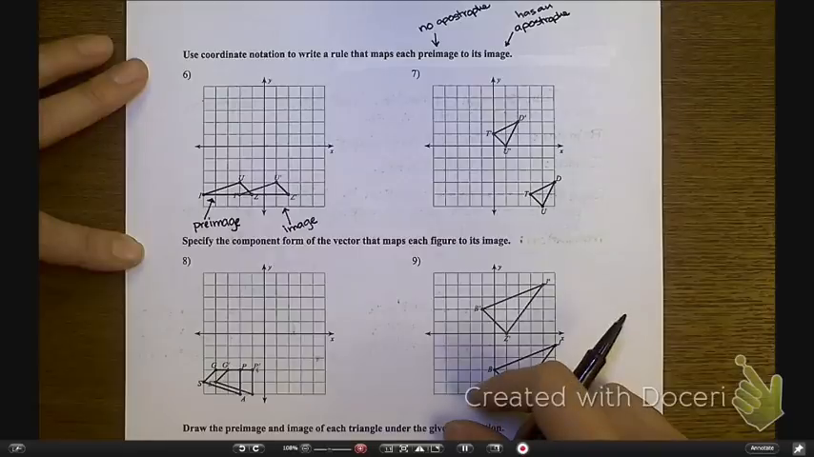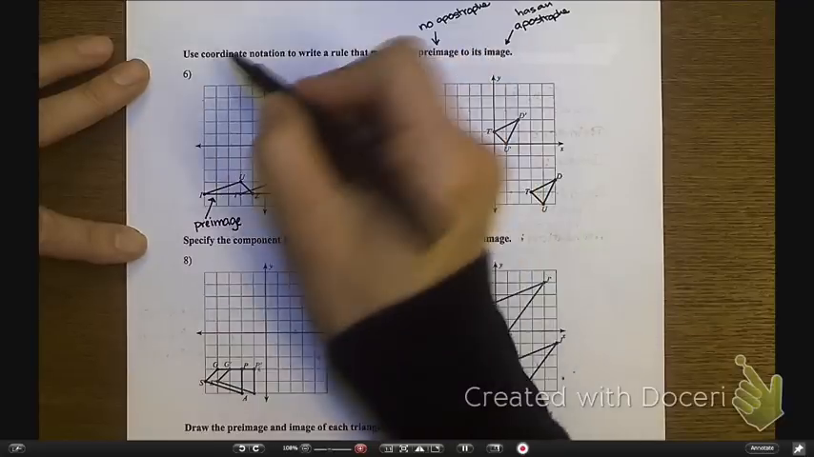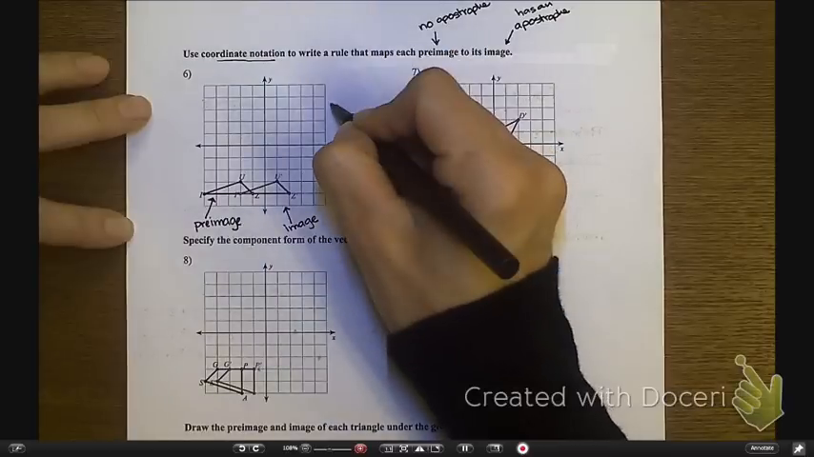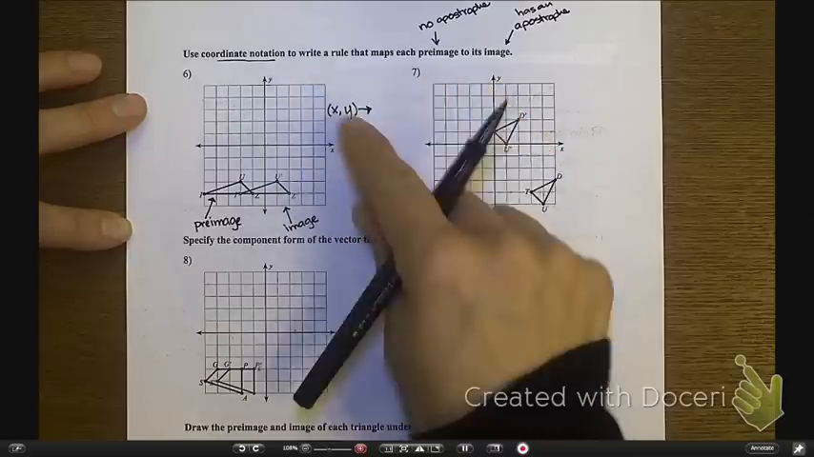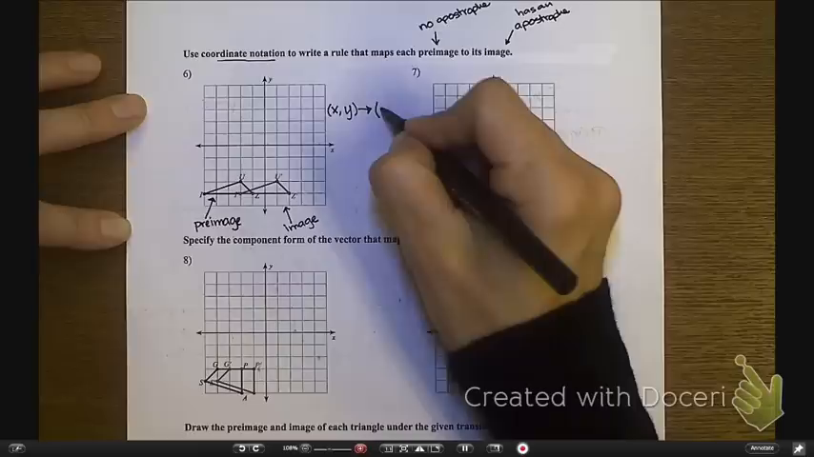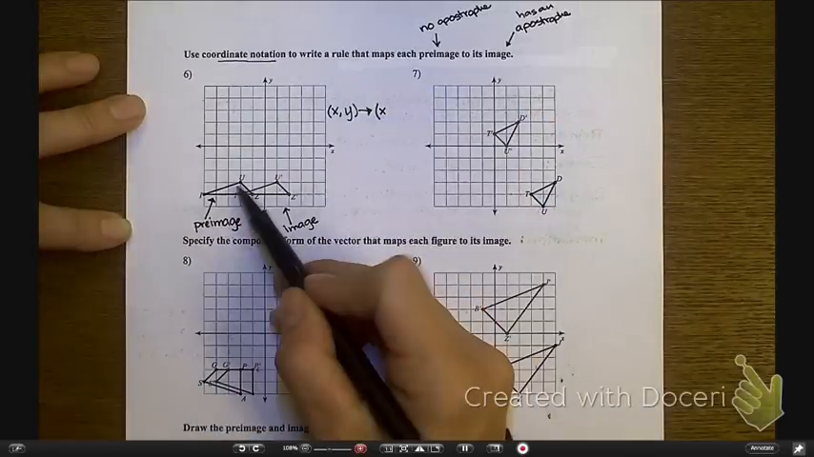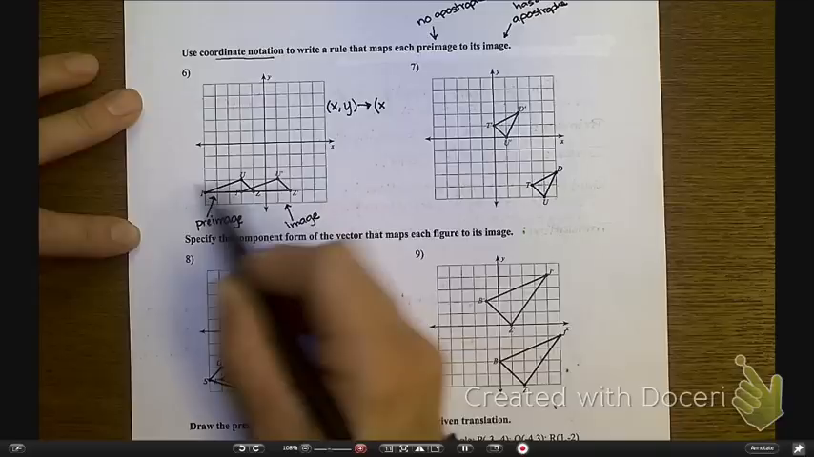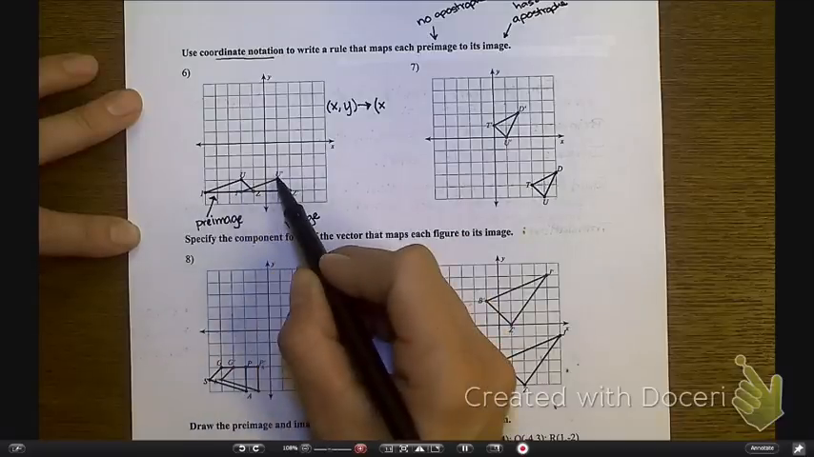Now, it's asking me to write a rule. So when I write my rule, it wants me to write it in coordinate notation, which we learned about on the other side of the page. So remember, coordinate notation, I start with x comma y, the original point, and it maps onto x, and then I write which direction I'm going. So if I'm looking at the number to put here next to my x, I start on the pre-image, and I look at how far I had to go left or right to get to the image. So from the pre-image, I went to the right 1, 2, 3. So that would mean +3.